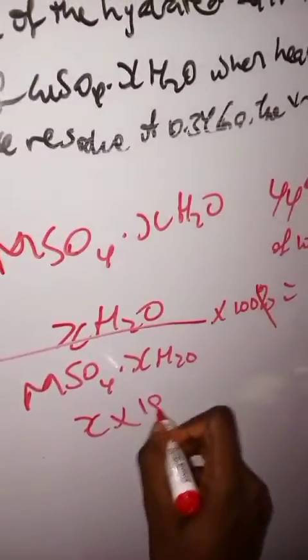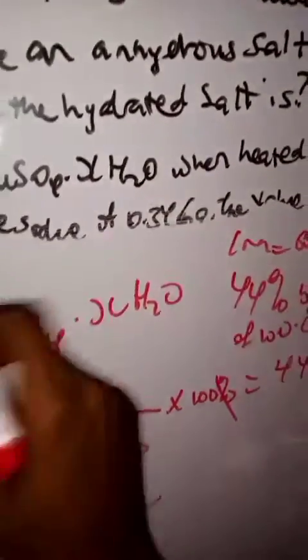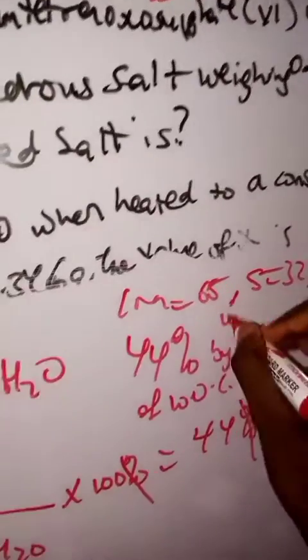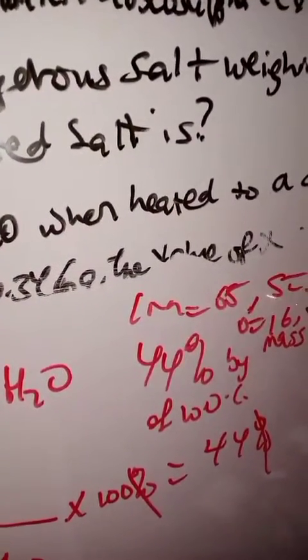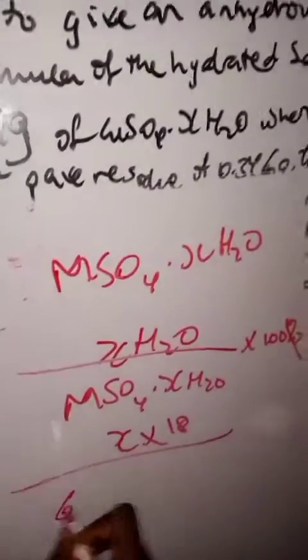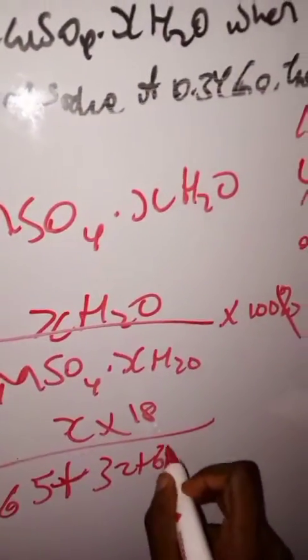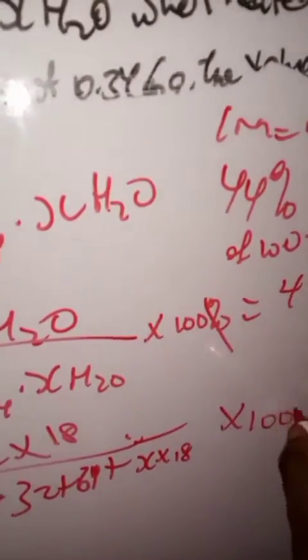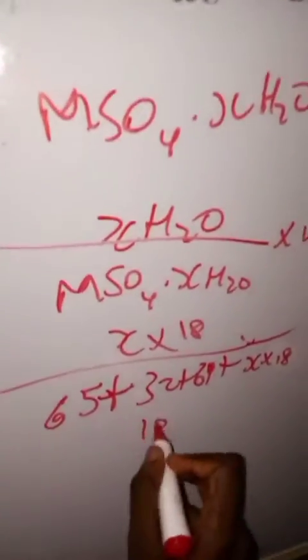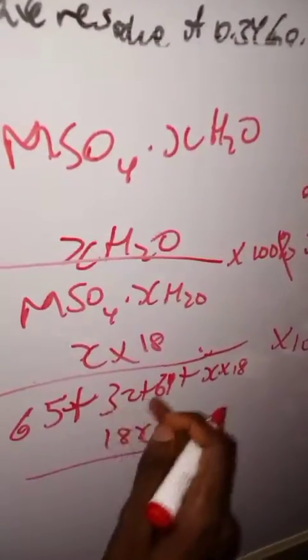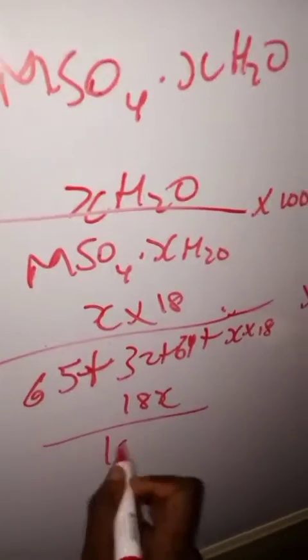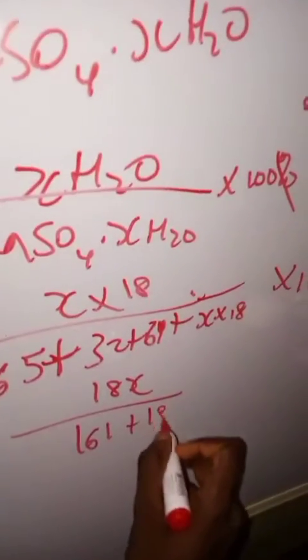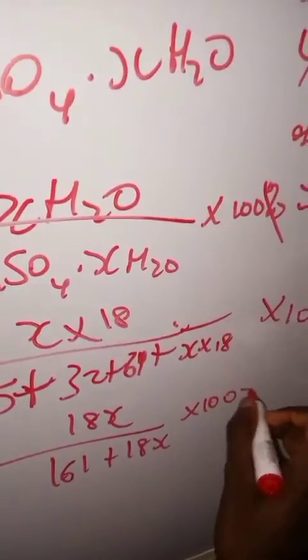So we have xH2O, that's x times 18 over M. Let's say our M is 65, our S is 32, oxygen is 16, H is 1. So let's solve it now. 65 plus S, which is 32, plus oxygen, 16 times 4, that's 64, plus 18x, times 100, giving 44. So this is 161. If you add these three together, plus 18x, times 100 is equal to 44.